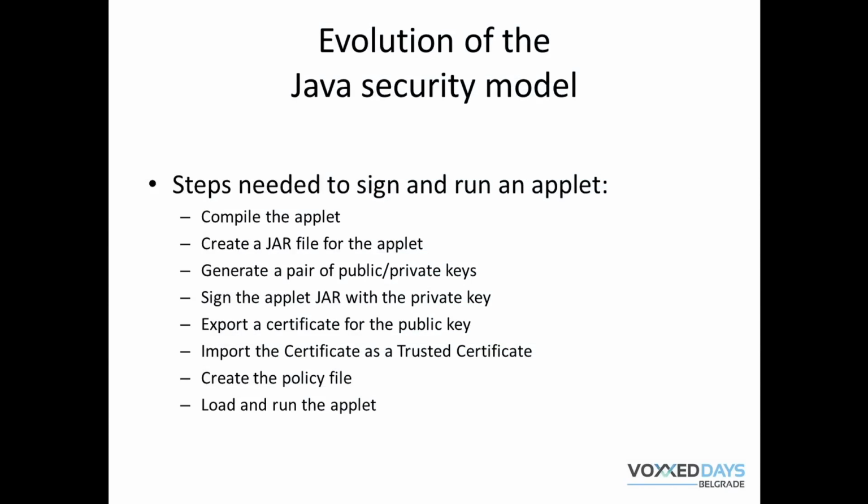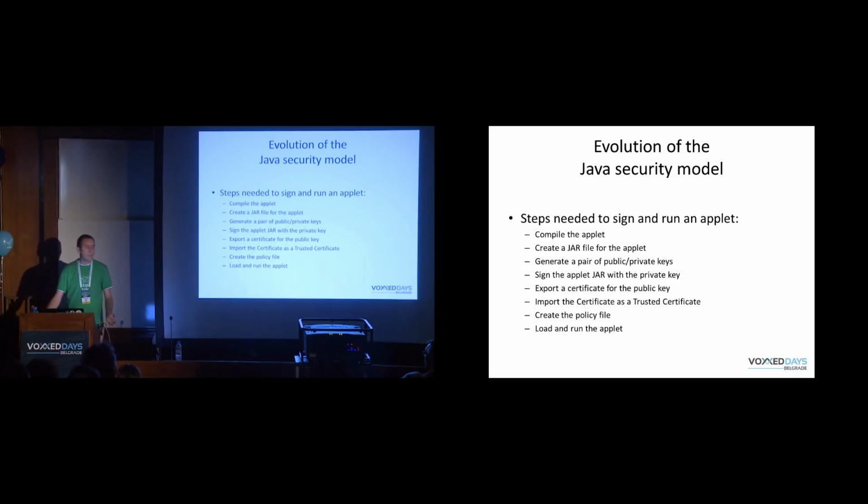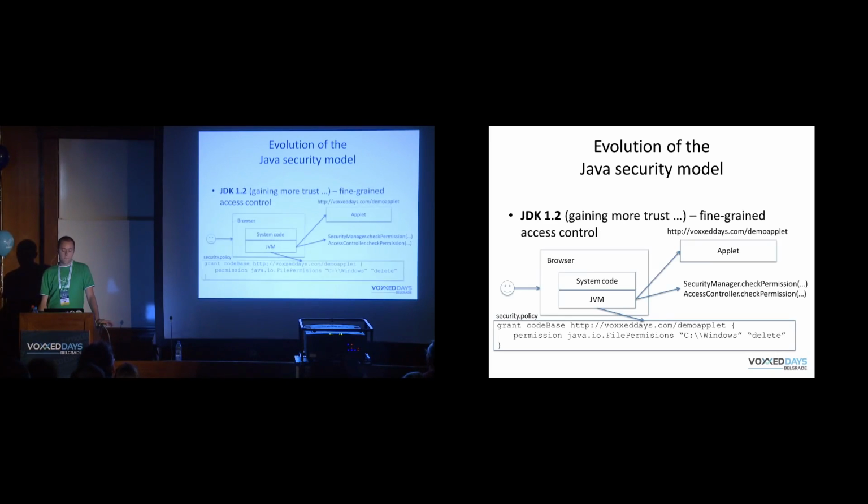Up to that point, you can use a private key infrastructure and a certificate authority to request a certificate. Then you need to import that certificate as a trusted certificate into your JVM deployment. Then you have to create the policy file that specifies what untrusted code is allowed to do with the system. And at the end, you can load and run that applet. So this was the way applets are still signed. And that was the model in JDK 1.1.